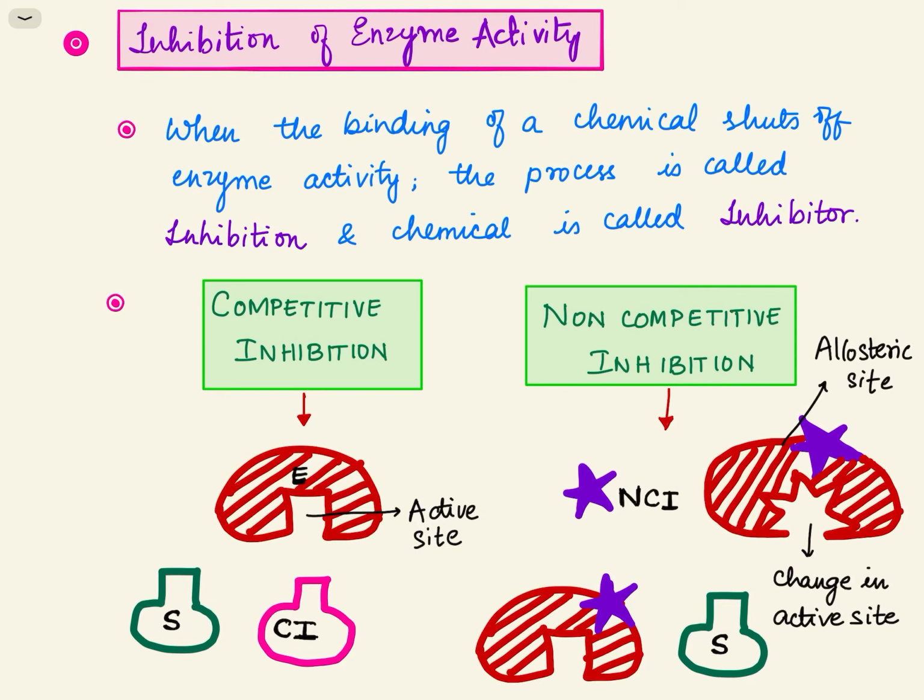In non-competitive inhibition, you can see the star is the non-competitive inhibitor. Again, this is an illustration. This non-competitive inhibitor binds to a site which is known as the allosteric site. That is not the active site. It will go and bind to a site other than the active site, which is known as the allosteric site, but it changes the structure of the active site. Therefore, the substrate cannot go and bind to the enzyme, right? So this will cause again inhibition of the enzyme activity.